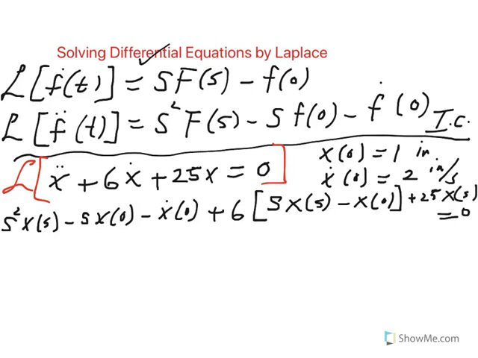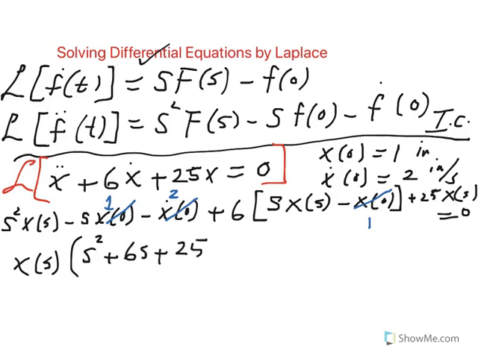Now remember that x of 0 is equal to 1, x dot of 0 is equal to 2, and over here again x of 0 is equal to 1. When you clean this up and factor X of s, you end up getting s squared plus 6s plus 25 after you factor X of s. And then these minus s times 1 minus 2, and a minus 6 here go to the other side and become s plus 8 eventually.